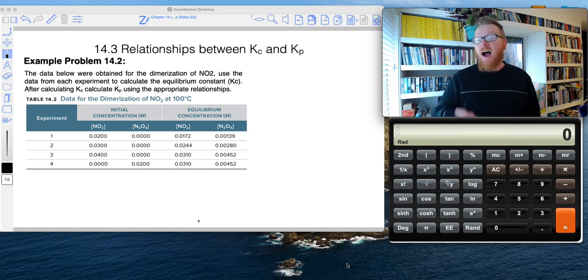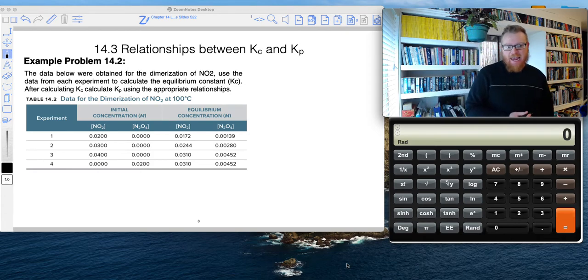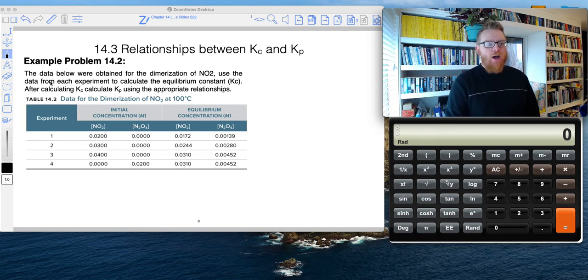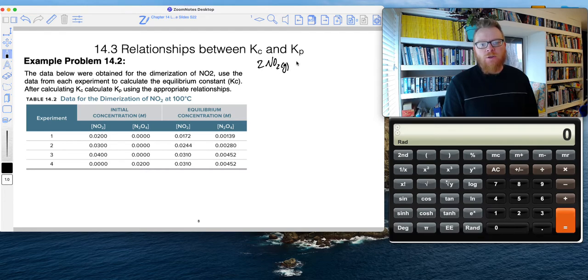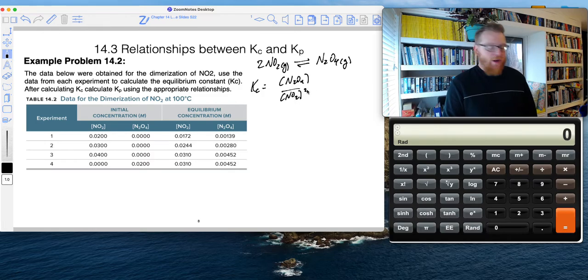Problem here, interconverting Kc and Kp. So, same reaction that we were talking about, the NO2 dimerization, right? So let's write that down. Two NO2s in the gas phase are in equilibrium with N2O4 in the gas phase, all right? And then we noted that Kc equals N2O4 all divided by NO2 squared.